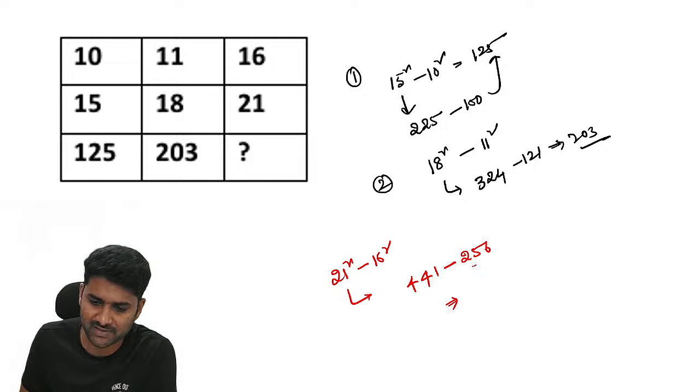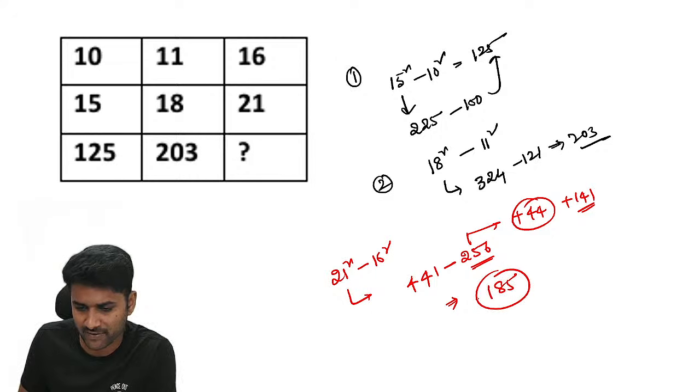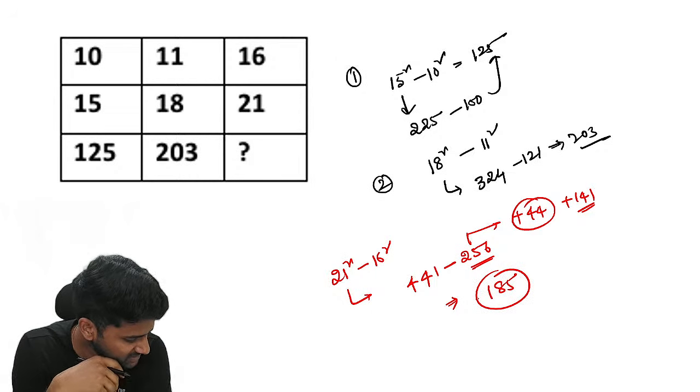Let's find the difference here. So 256 becomes 300 when we add 44 units. Then it becomes 300, right? So again 141 extra. So the total value is 185. 185 is the missing number.